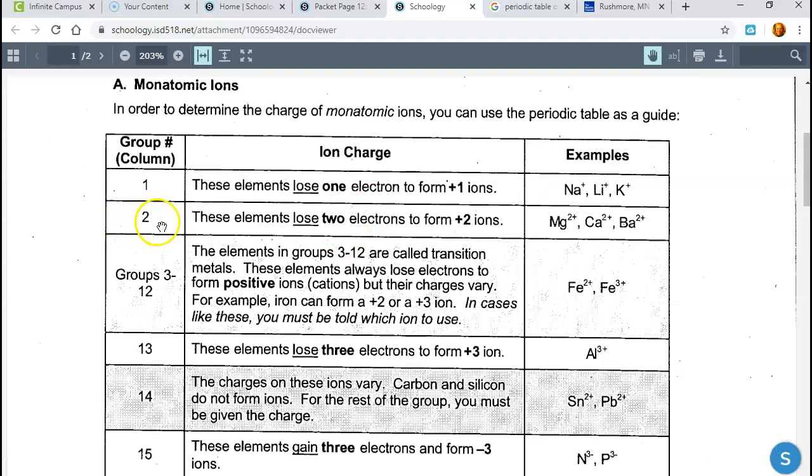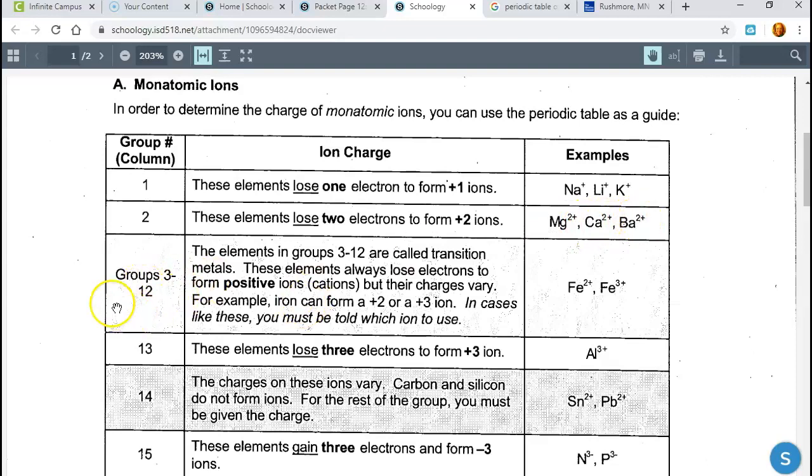Now, everything in group 2, they're going to lose 2 electrons. So we are going to put a 2 in the upper right corner with a little plus sign. Now, if you do the plus sign first and then the 2, it's not a big deal. But the proper way to write it is the number first and then the sign. Okay, so everything in that column would be a 2+.